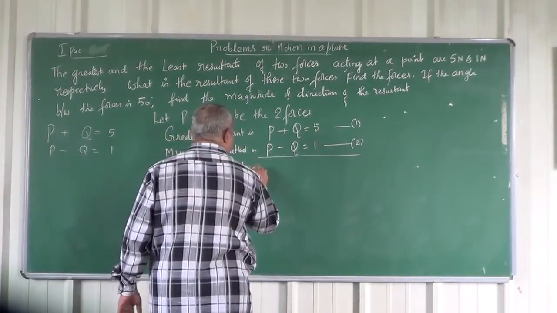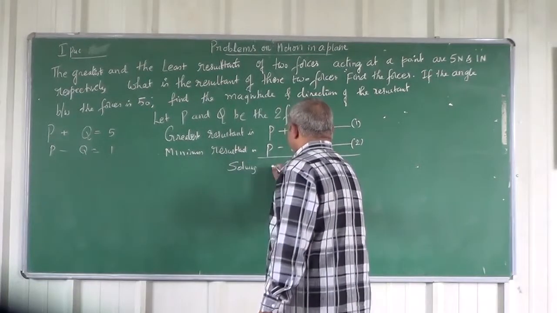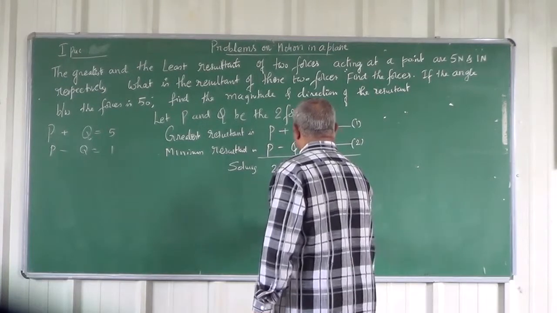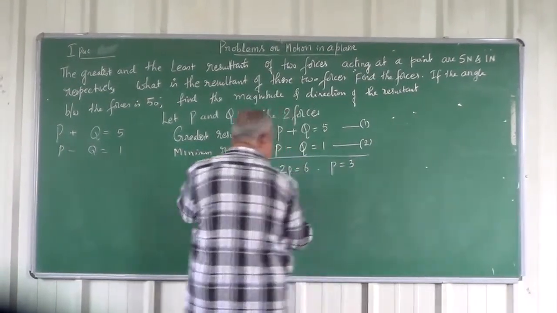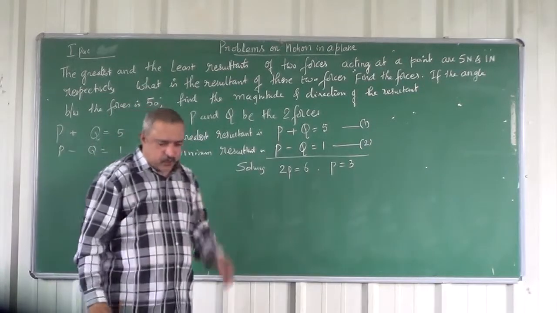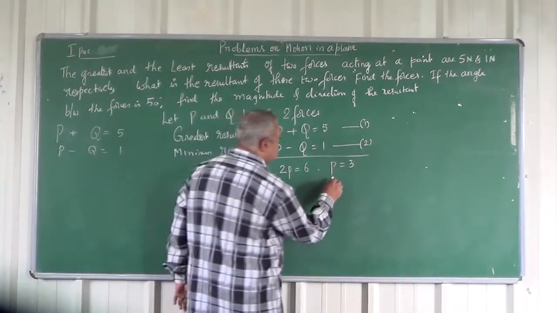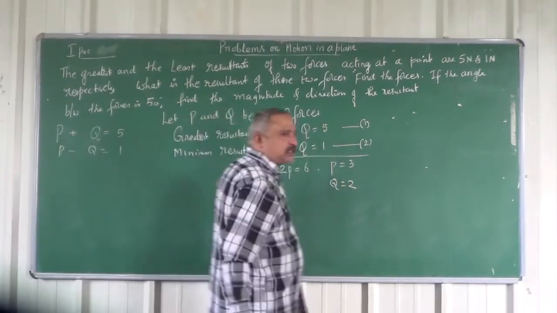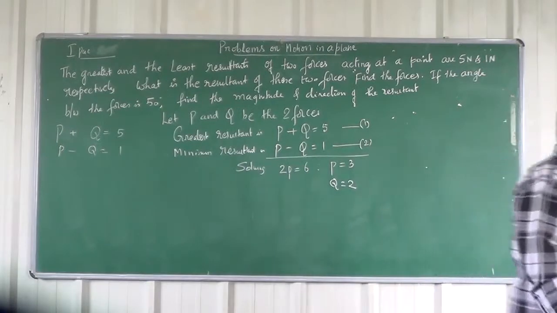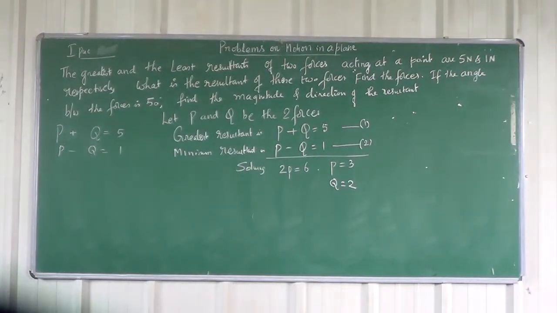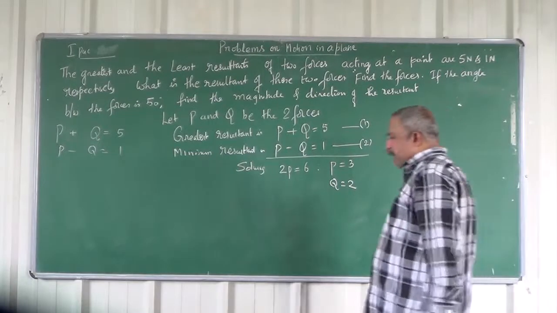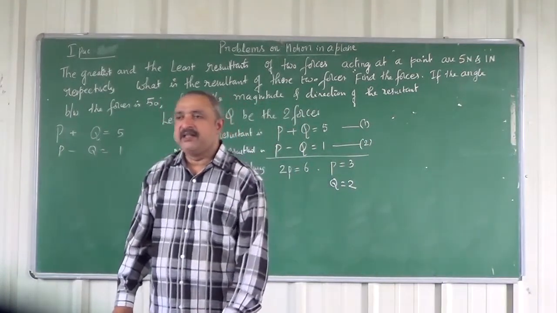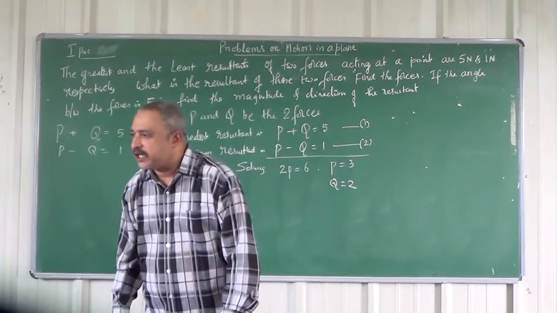Solving. When you add, Q and Q cancel. 2P equals 6. Therefore P equals 3. Substitute the value of P in one of the equations so you get the value of Q. 3 plus Q equals 5, therefore Q equals 2. We got the individual forces. Okay, now we shall find the resultant, magnitude and direction.